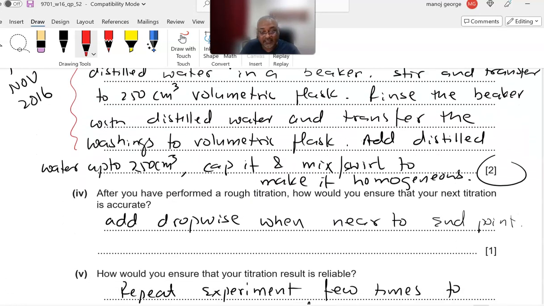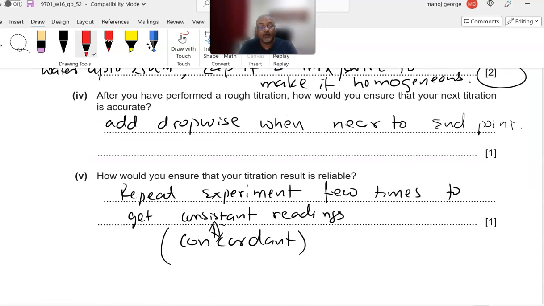Let's have a look at our next question there. After you perform a rough titration, remember the rough titration is done very quickly, just to give you an idea where approximately the endpoint would be. Then this question says, after you perform a rough titration, which is never considered as an accurate titer, how would you ensure that the next titration is accurate?